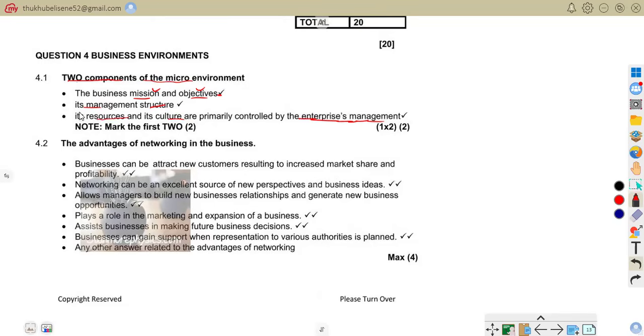Also, another component, as we have said, is management structure. So management structure, we know very well, shows how authority, responsibilities, and decision-making are organized in the business. So that is that. Also, they talk about resources and culture controlled by the entrepreneurs management.